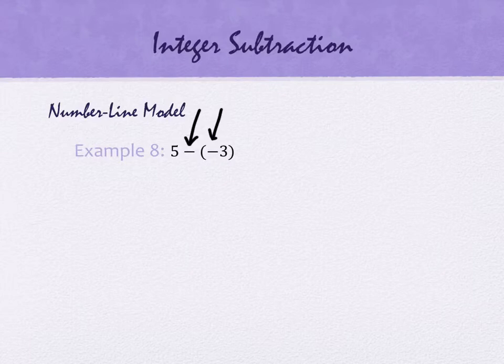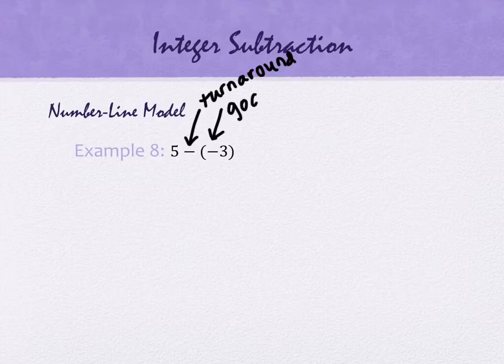I think your book uses the first one as turn around, and then the second one is go backwards. But if you want to use turn around twice, I'm okay with that. Turn around means to go in the opposite direction, and you do it twice.